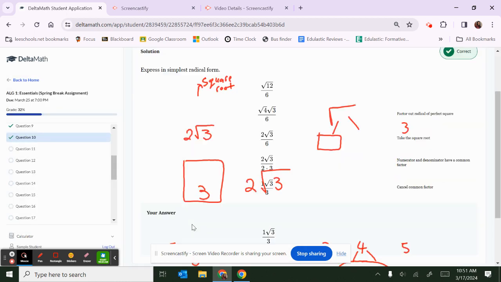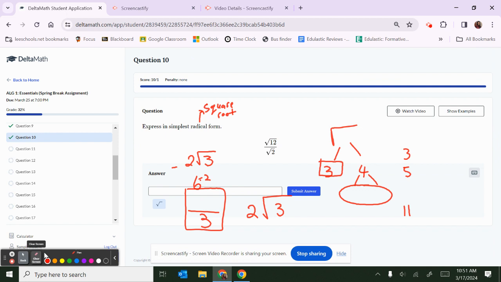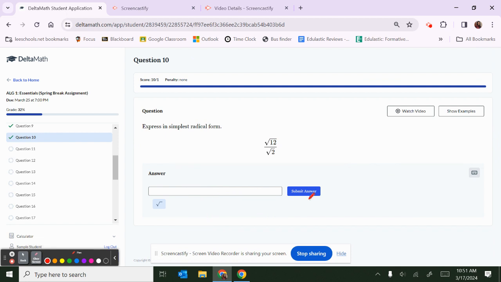Let's practice another one. Here we have a square root of 12 and a square root of 2. Because both of them have a square root, that makes them like terms. The same way if you had 6x and a 2x, you would divide to get 3 because the x's cancel each other out, the same thing applies with square roots. So I can divide square root of 12 by square root of 2, and I would get square root of 6.